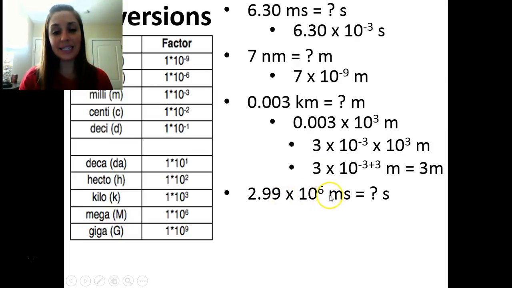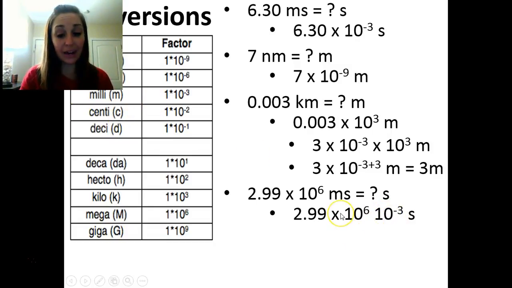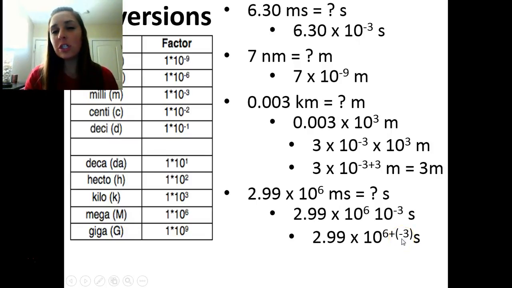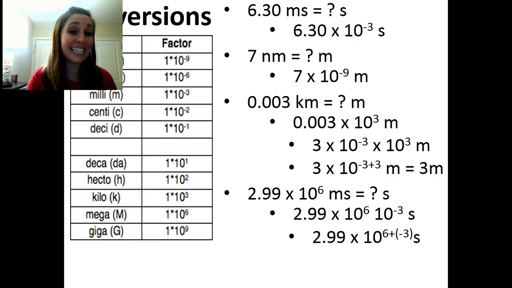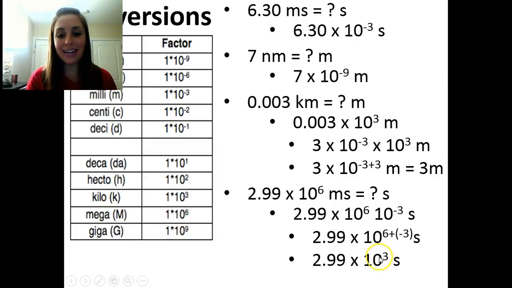2.99 times 10 to the 6th milliseconds. Milli got replaced with 10 to the negative 3. That came from milli over here. When you multiply, you add up the exponents, so I have 6 plus negative 3 up top. I like to put my negative numbers in parentheses just to make sure I don't get confused with them, so I know that that's just part of the number. So when you have 6 plus negative 3, you can kind of think of it like 6 minus 3. So it's 2.99 times 10 to the third seconds.